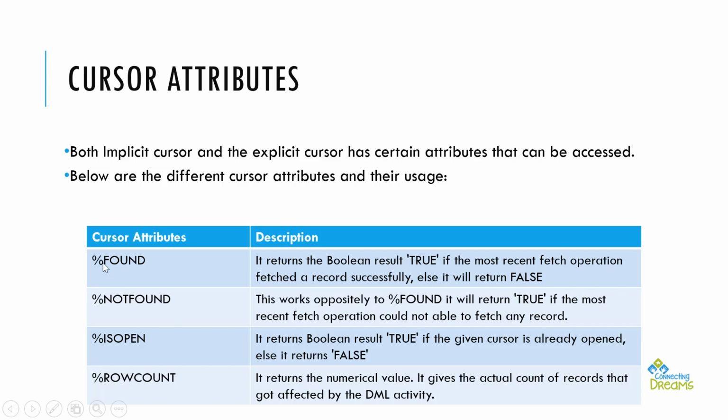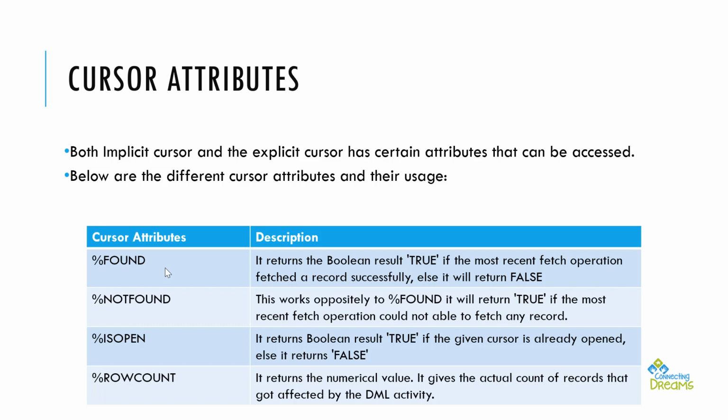So the very first attribute is percent found. With the help of this attribute, it returns the Boolean result true if the most recent fetch operation fetched a record successfully, else it will return false. So in case the correct record is fetched, then it will return true, else it will return false.